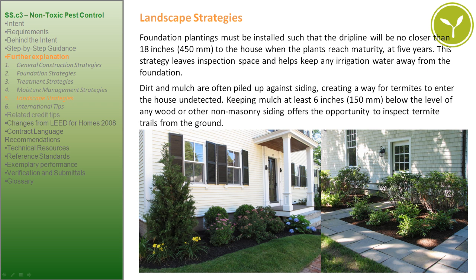Landscape strategies. Foundation plantings must be installed such that the drip line will be no closer than 18 inches or 450 mm to the house when the plants reach maturity at 5 years. This strategy leaves inspection space and helps keep any irrigation water away from the foundation. Dirt and mulch are often piled up against siding, creating a way for termites to enter the house undetected. Keeping mulch at least 6 inches or 150 mm below the level of any wood or any other non-masonry siding offers the opportunity to inspect for termite trails from the ground.